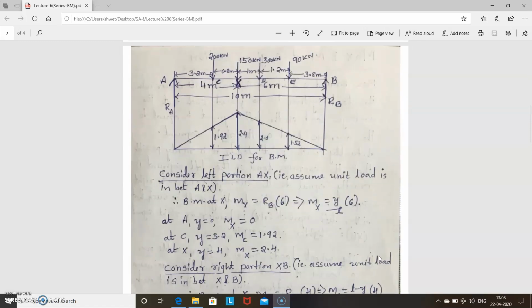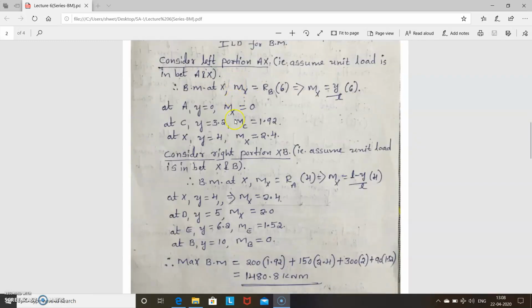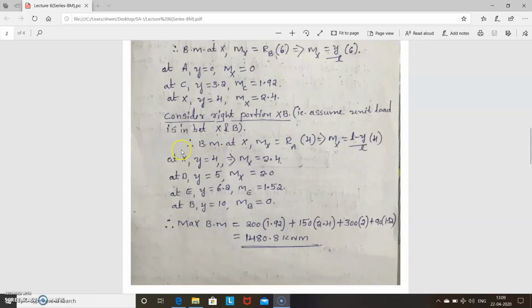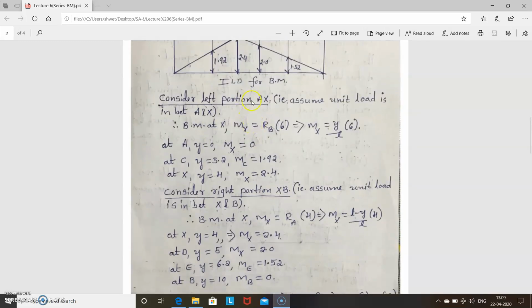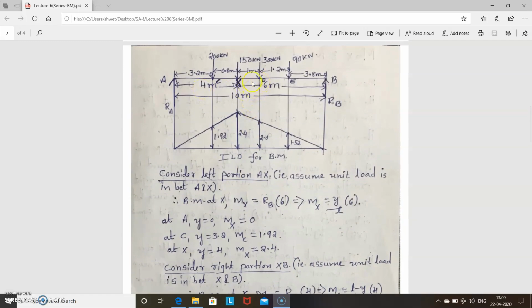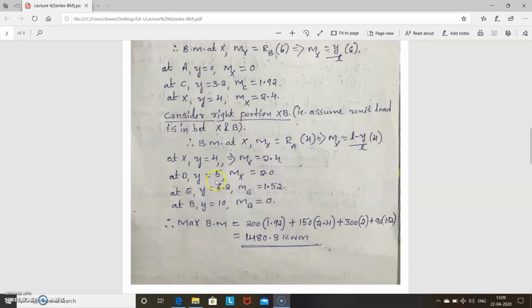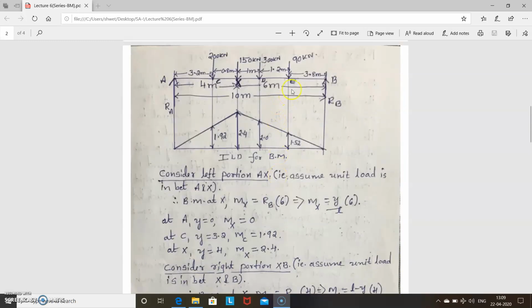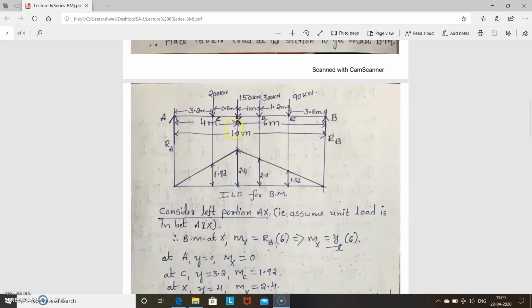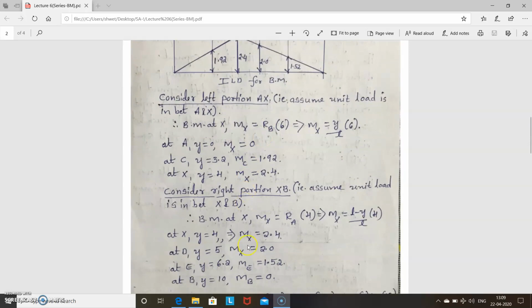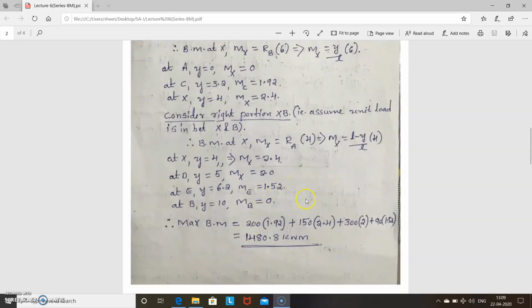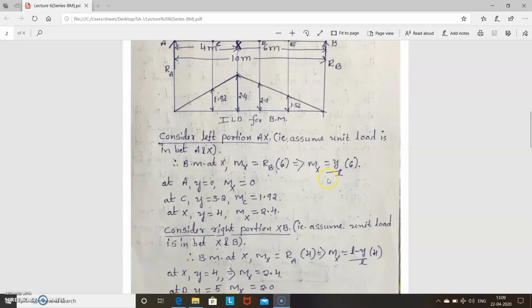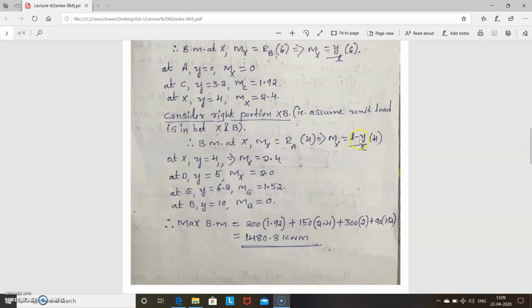So next find at different points. First point is at X. At X, Y is equal to 4. Substitute in this, you get 2.4. Next at D. Y is now 4 plus 1, 5. So Y is equal to 5. So MX, substitute in this, you get 2. Next at E. What is Y now? Y is 6.2, 4 plus 1 plus 1.2. So find at E, 1.52. Next at B. Full distance, Y is equal to 10. If you substitute in this, 10 minus 10 divided by 10 into 4, it is 0.